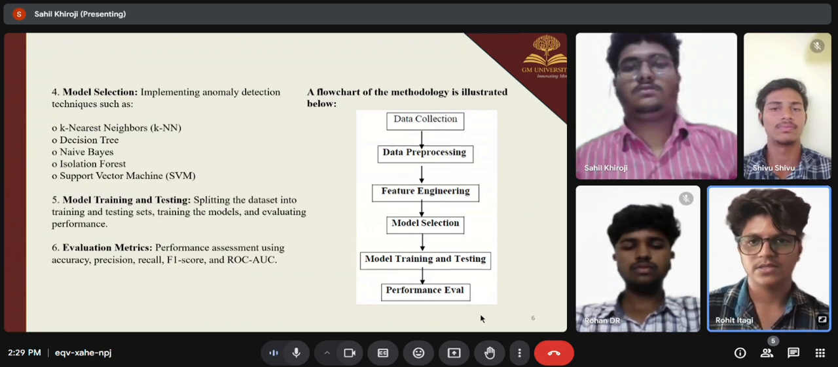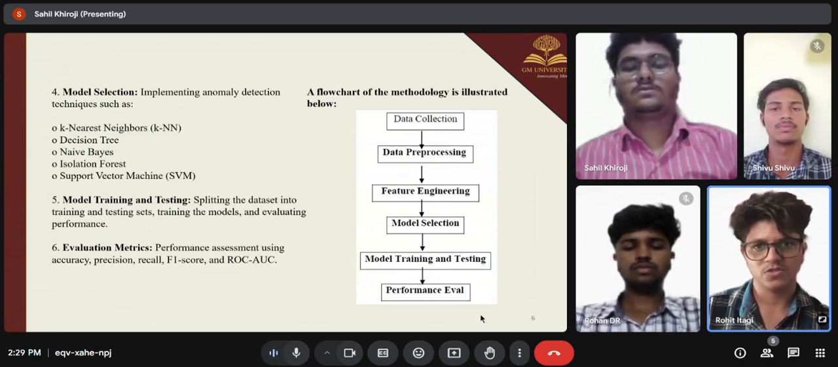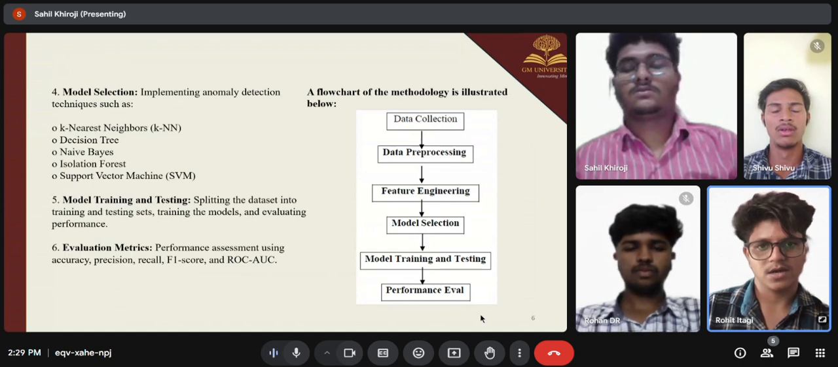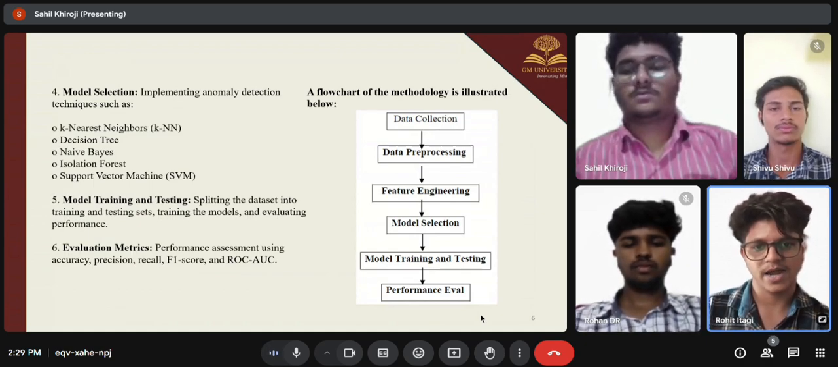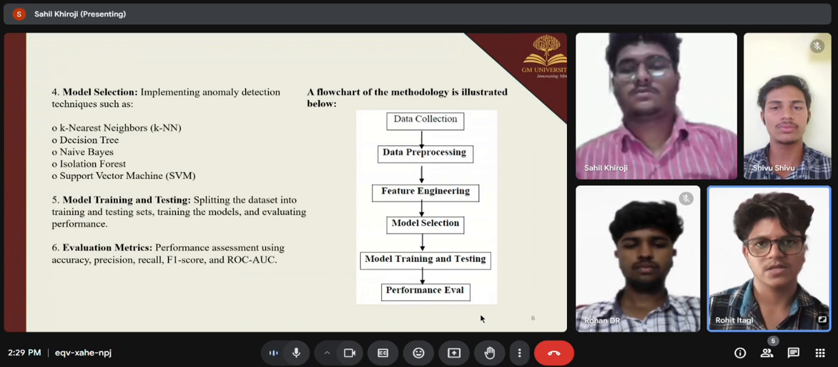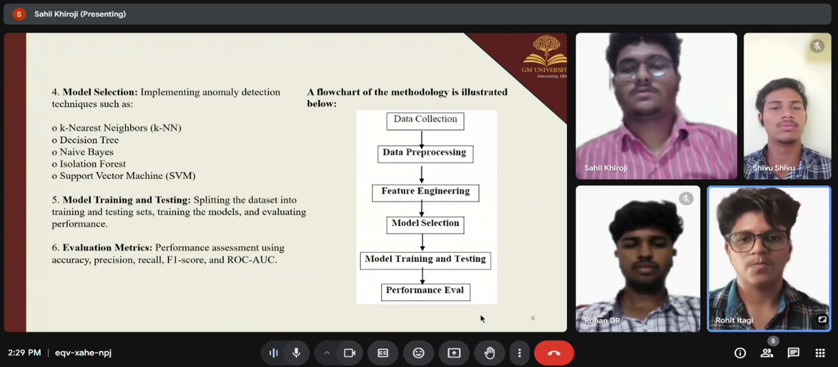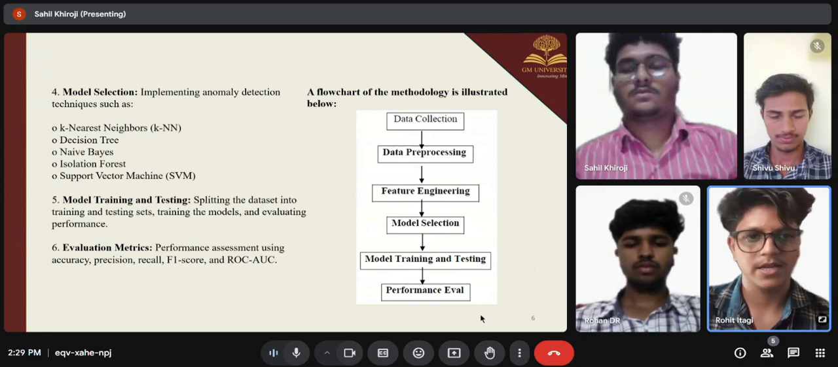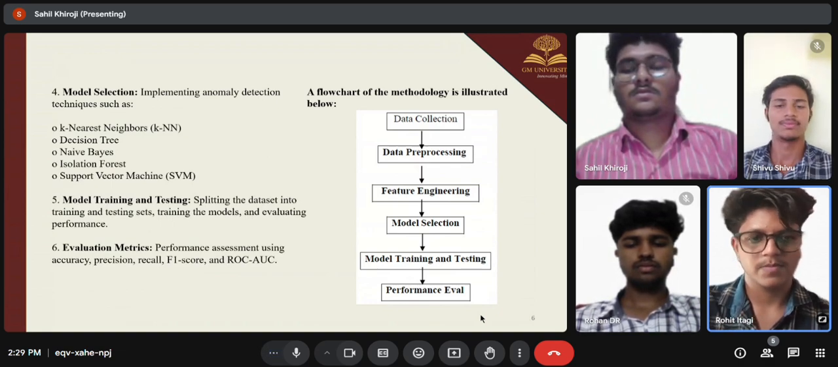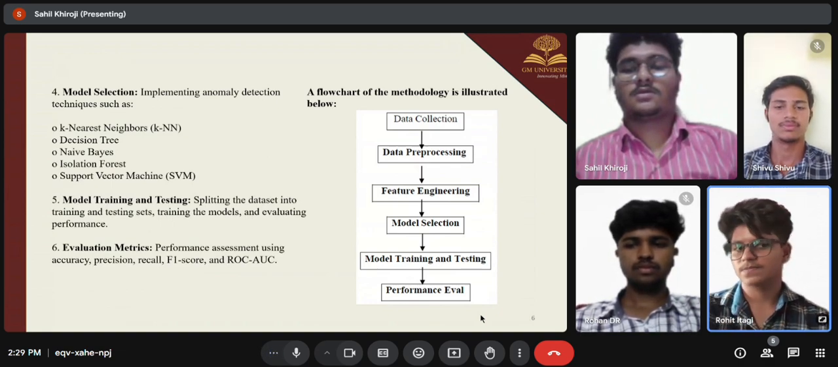And here we can see the demonstration of the flowchart: data collection, data pre-processing, feature engineering, model selection, model training and testing, performance evaluation. These are the main approaches which we use in this model. And the next slide will be explained by my friend Rohan Dayar.